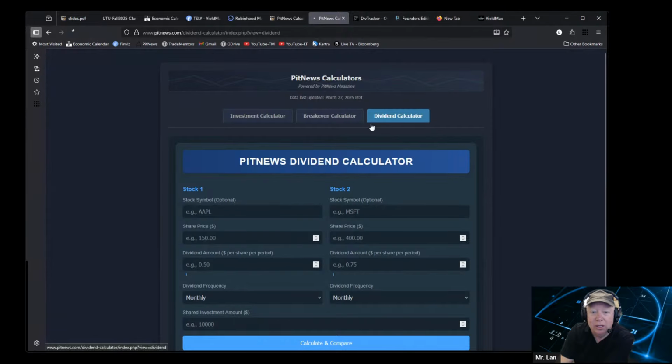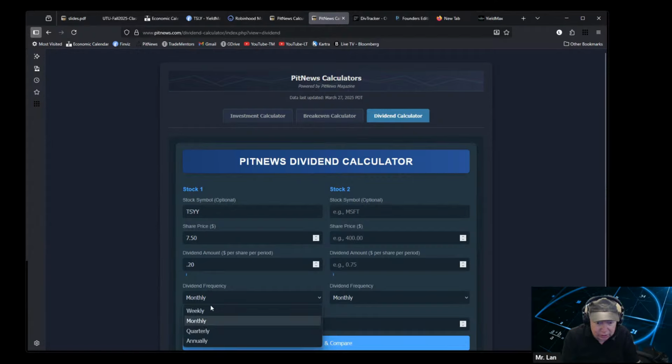We'll go into the dividend calculator. In the first one, I'm going to put in the information I have written down. So TSYY, and my share price is $7.50, and my dividend amount is 0.20. It's paying out weekly at 0.20, so I have to change this to weekly right there.